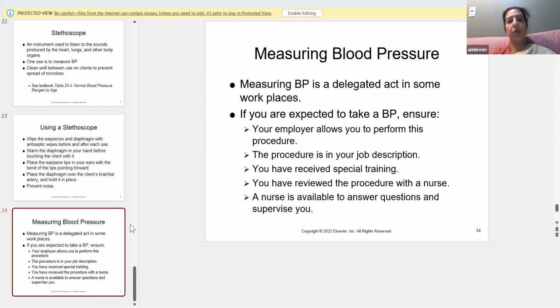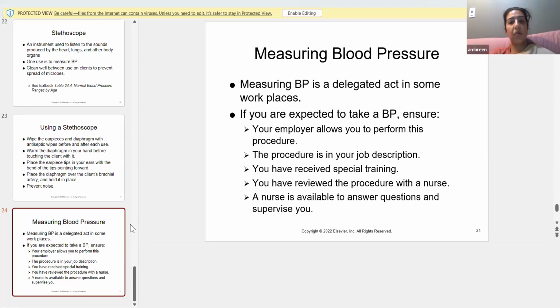We need to go through this. Measuring blood pressure is a delegated act in some workplaces. So always, I told you, it's a delegated act. You might not be doing it all the time, only in specific times.